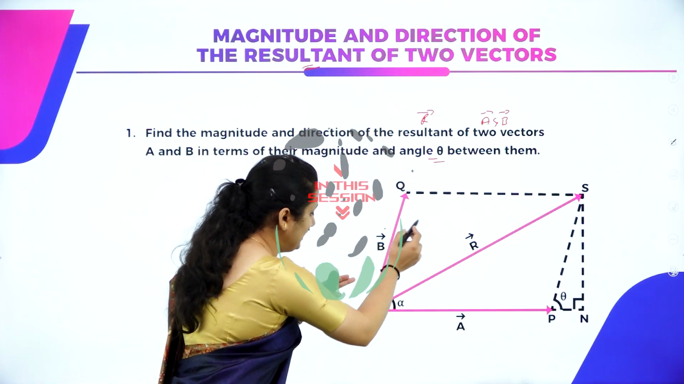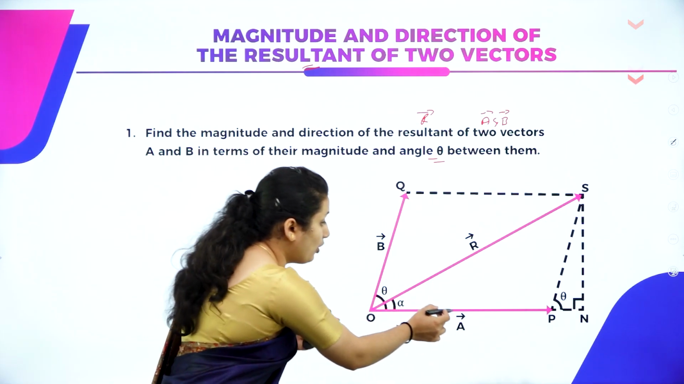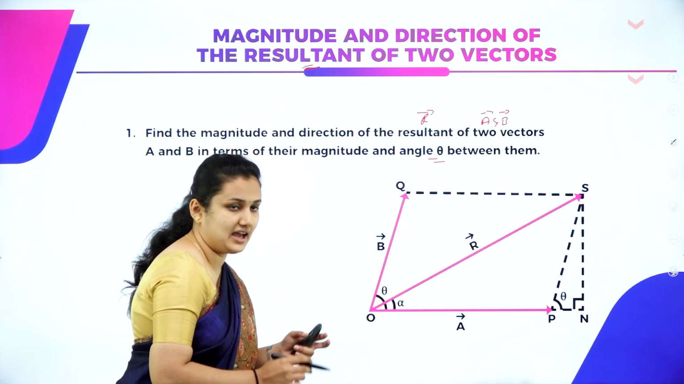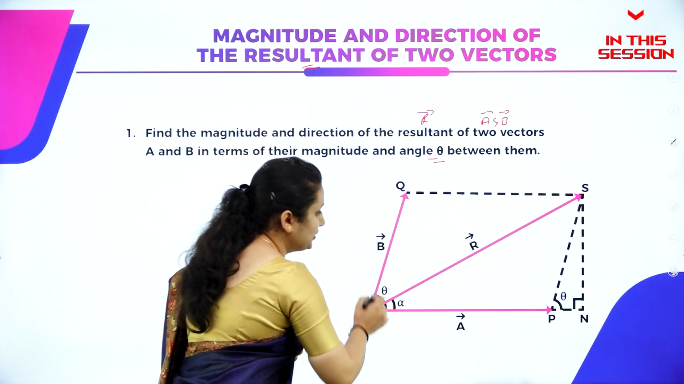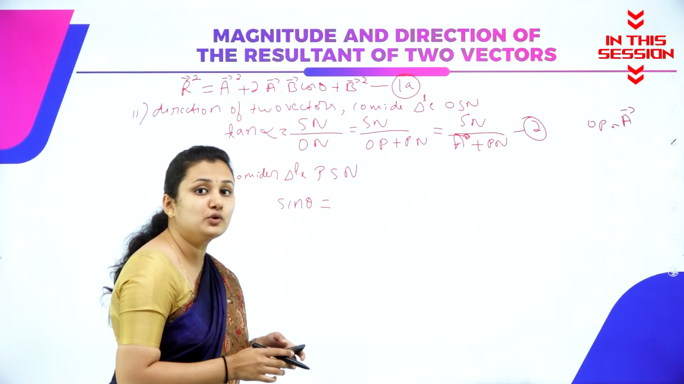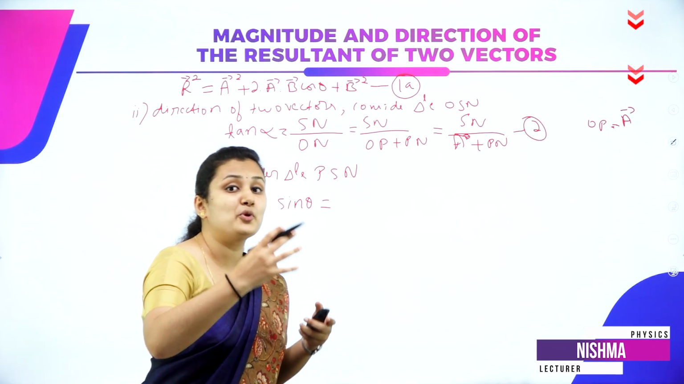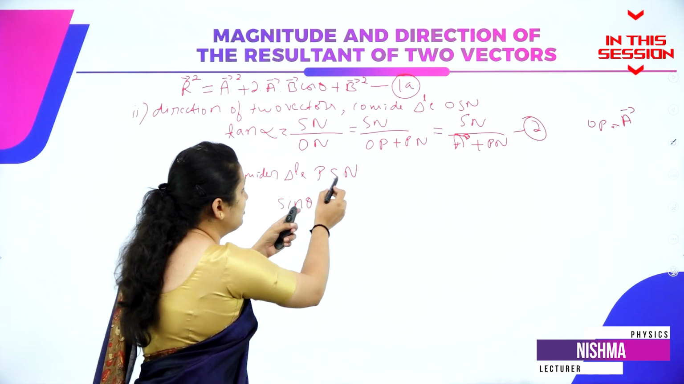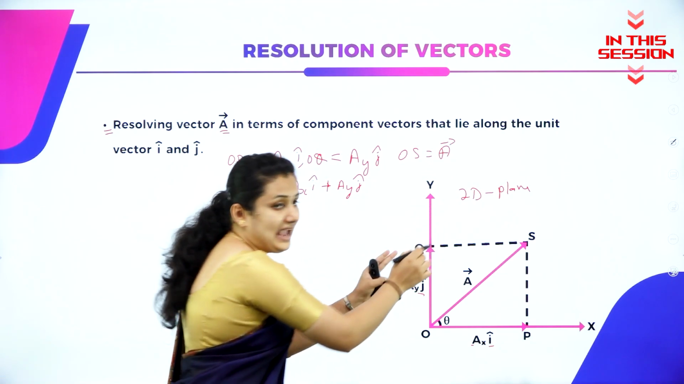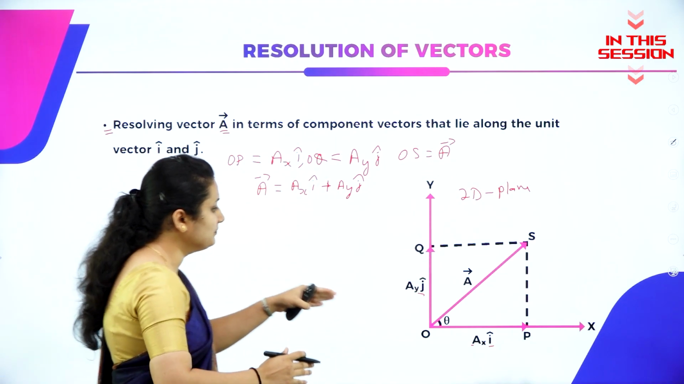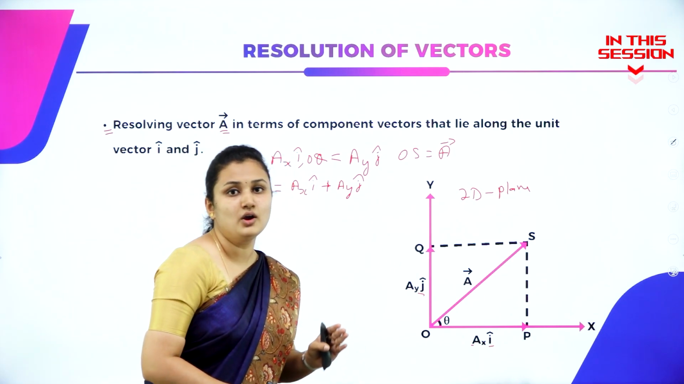Vectors A and B acting at a common point O are represented both in magnitude and direction by the adjacent sides of the parallelogram, that is OQ and OP. So I can find out the value of SN using the sine theta formula, because opposite by hypotenuse in triangle PSN will give me the value of SN. Vector A is now resolved, split into its component along the x-axis plus its component along the y-axis.